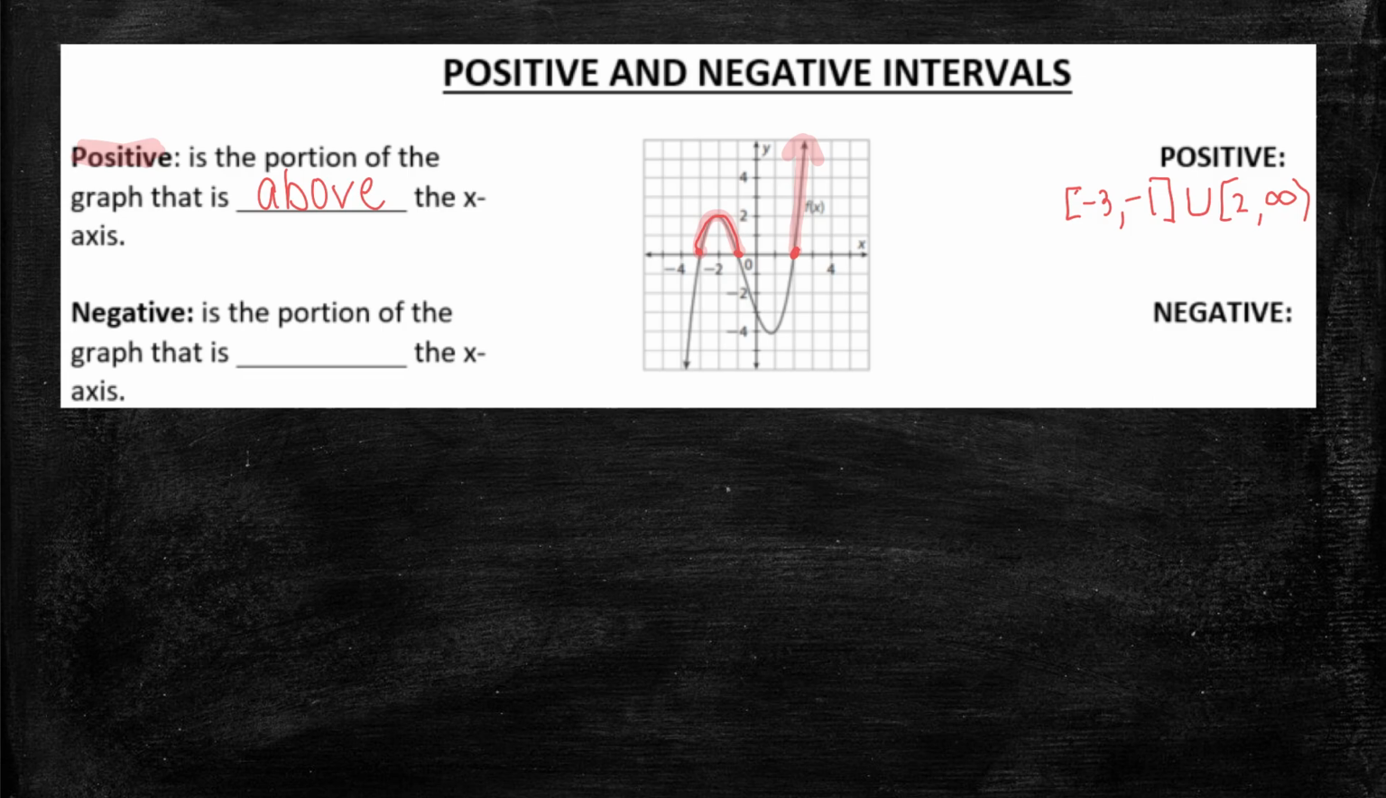All right, let's look at the negative section. The negative section is the portion that is below the x-axis.